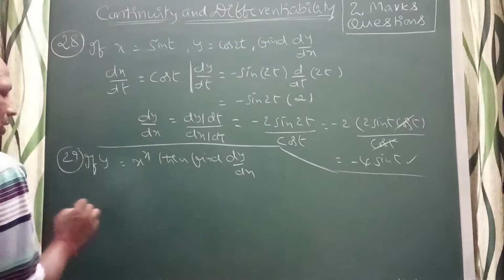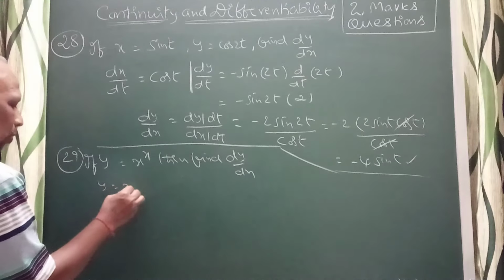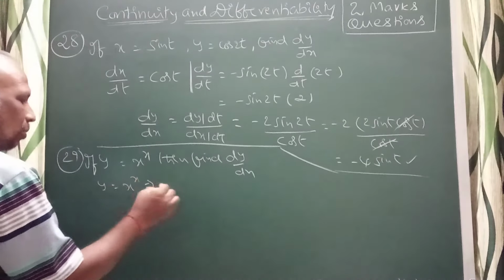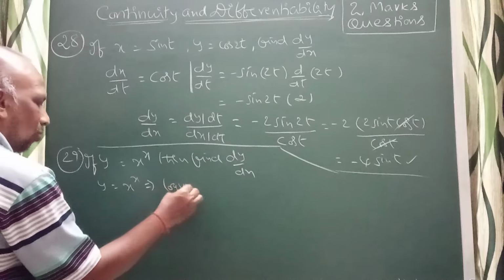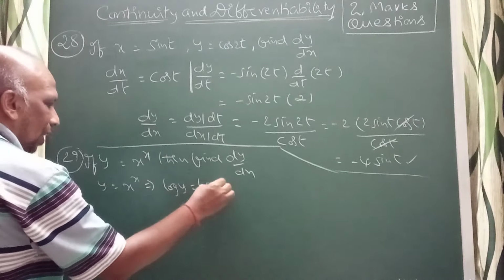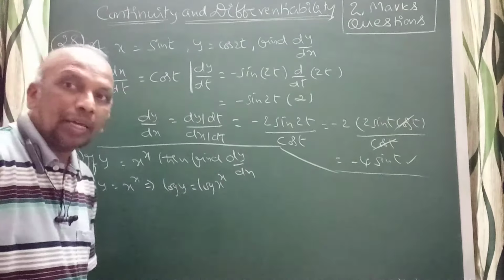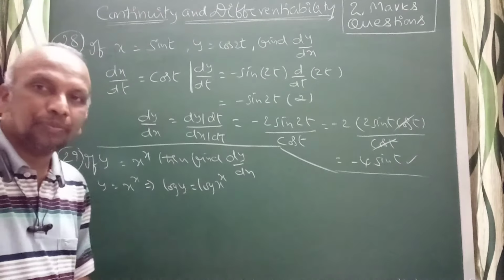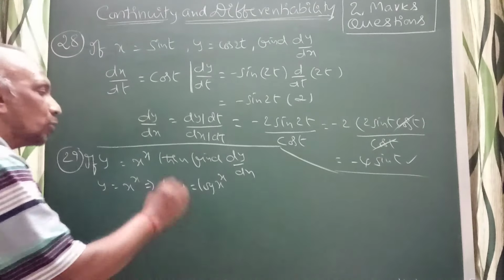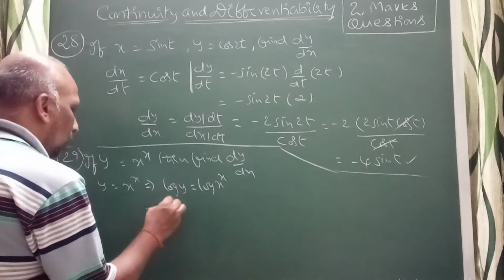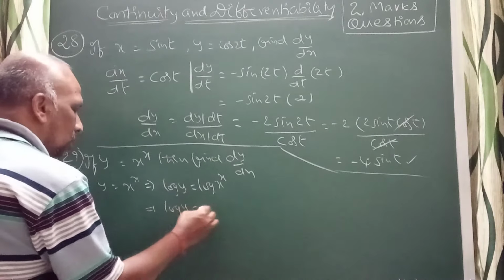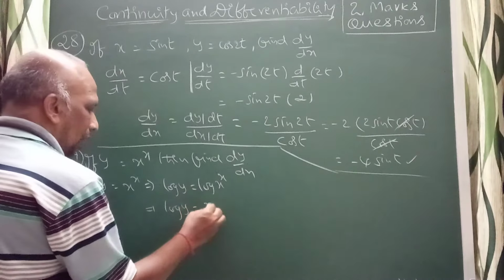This is x power x. Take y equal to x power x. Apply logarithm on both sides. Log y is equal to log x power x. Taking logarithm on both the sides, this will become, by the logarithm property, log y equal to x log x.